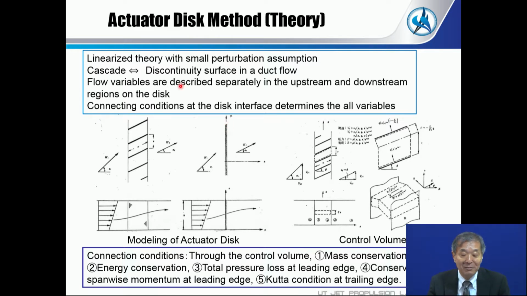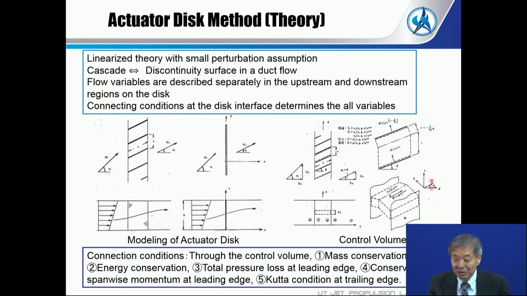The flow variables are described separately in the upstream and downstream regions of the disk. After that, we connect the flow field by the connecting condition, or boundary condition, at the disk interface. This treatment determines all the variables from upstream to downstream. And it's applicable to three-dimensional cases also, with hub and tip. If we look at this situation from the far field, we can see it as a very thin plate. Okay, this is an actuator disk.